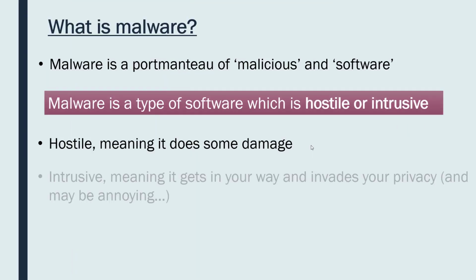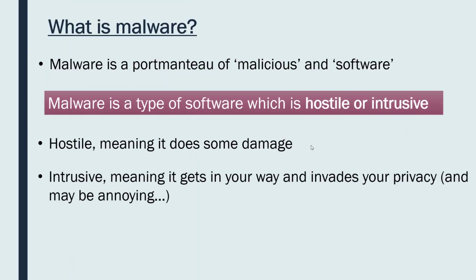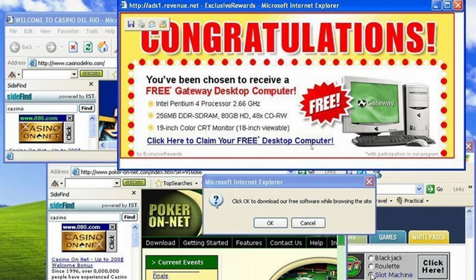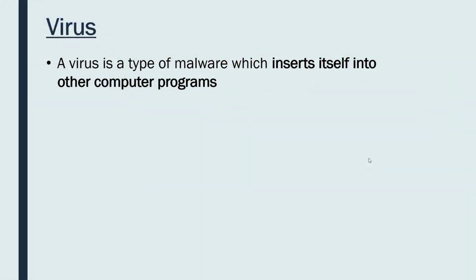But it can also just be intrusive. So intrusive usually means that it's getting in your way and invading your privacy. And that can mean it's just annoying. So for example, this is adware. As we'll talk about, adware can usually be more annoying than harmful. You know, you've got loads of pop-up ads you can't close straight away. It's quite annoying, but it's not necessarily hostile, right? So malware can be either hostile or intrusive.